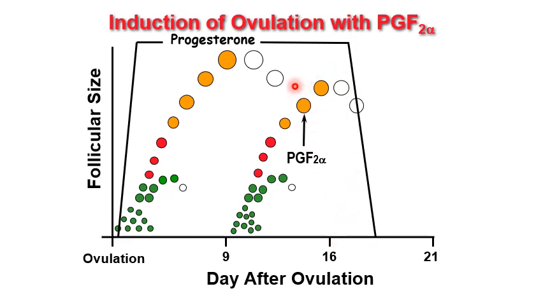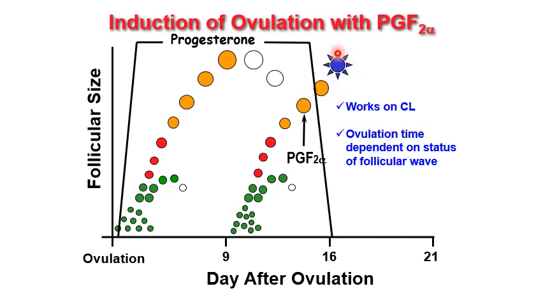So this is on the second follicular wave when there is already the presence of the dominant follicle. So we can get ovulation at this time. Our understanding of the follicular wave can be used to optimally administer our PGF2 alpha. Take note that PGF2 alpha will work on the CL, not on the follicle. The ovulation time will be dependent on the status of the follicular wave, so it is best not to administer PGF2 alpha when the dominant follicle is present.